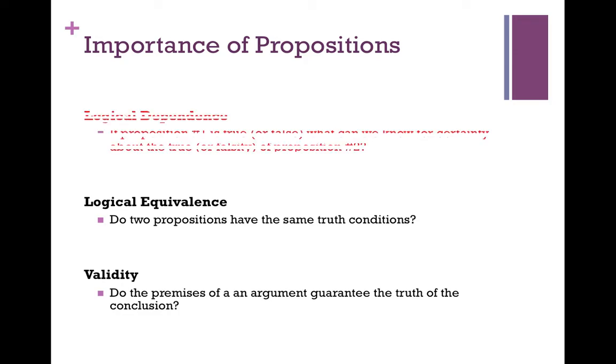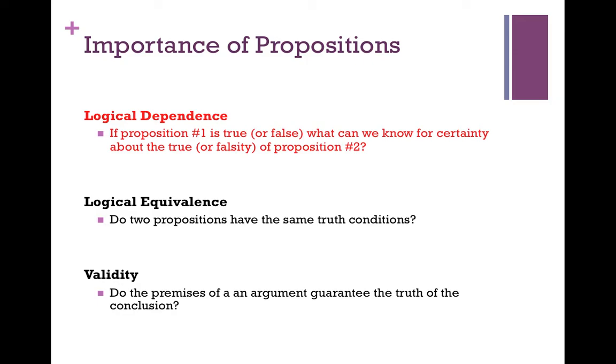When we talk about logical dependence between propositions, basically what we're looking at here is we're assuming that if one proposition is true, what can we know with absolute certainty about the truth of another proposition? Alternatively, if we were to assume one proposition is false, what can we know with absolute certainty about the truth of another proposition? And we do this all the time, in fact.